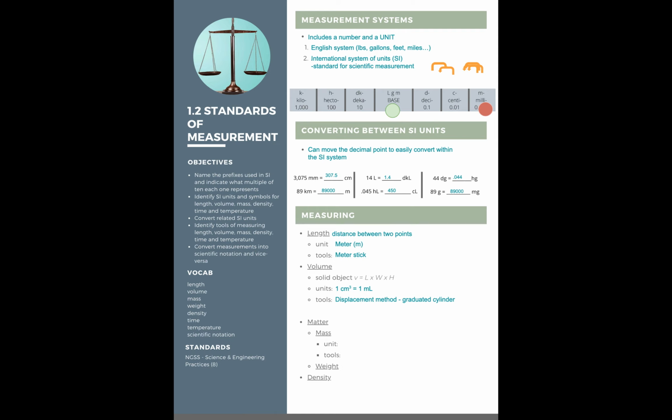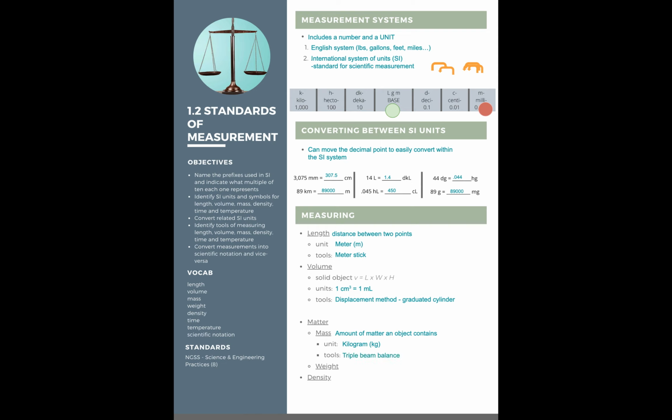Matter. All matter has mass, okay? And so the mass of an object is just the amount of matter in that object. So you can think of it as the particles that make up that object, okay? This is measured with grams, kilograms, centigrams, milligrams, okay? And the tool used for that is a triple beam balance.